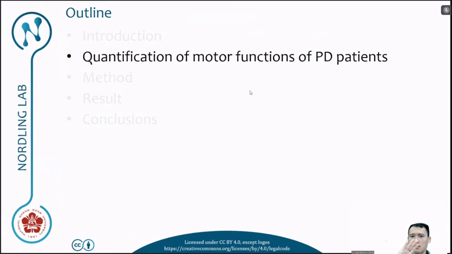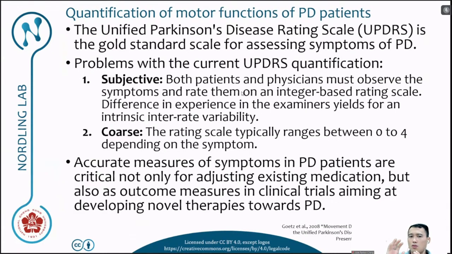So now let's go into what are the current methods for quantification of motor function of Parkinson's disease patients. Well, before we go into what is the gold standard for quantifying PD and motor skills, we will just reemphasize again, why do we want to do this? Why do we want to quantify PD? As I mentioned before, it is to be able to understand the progression of the disease, number one, and to try to take early action.